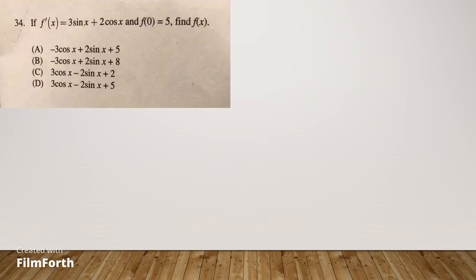Okay, next question. 34. If f prime of x equals 3 sine x plus 2 cosine x and f of 0 equals 5, find f of x. To find f of x, we need to integrate f prime of x.